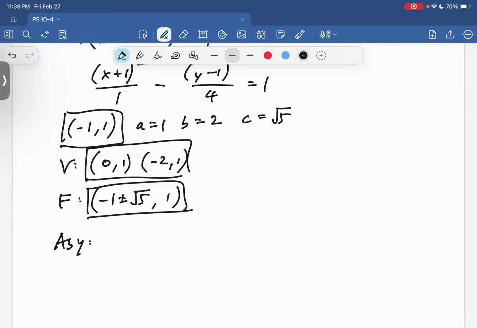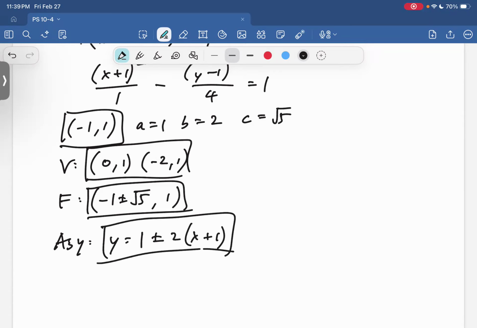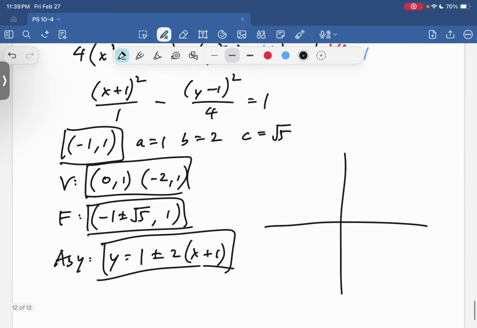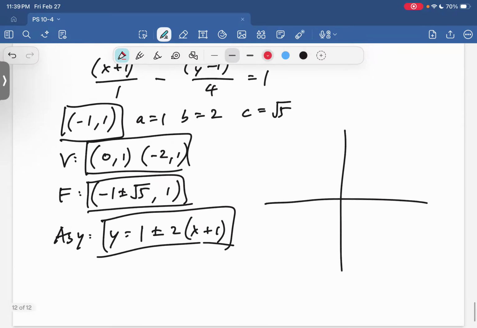My asymptotes are at y equals 1 plus or minus b over a, x minus h. My center is at negative 1, 1. My vertices are at 0, 1 and negative 2, 1. And my asymptotes are fairly steep.